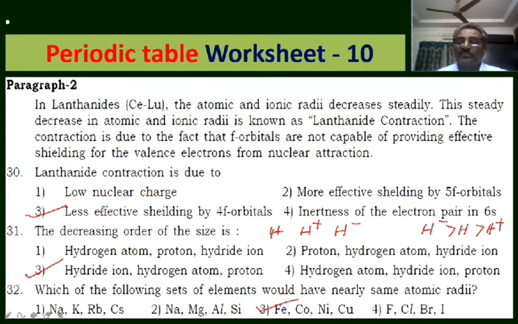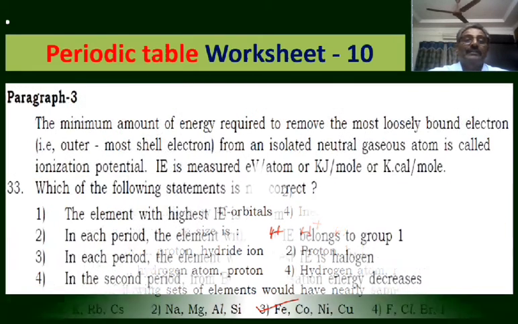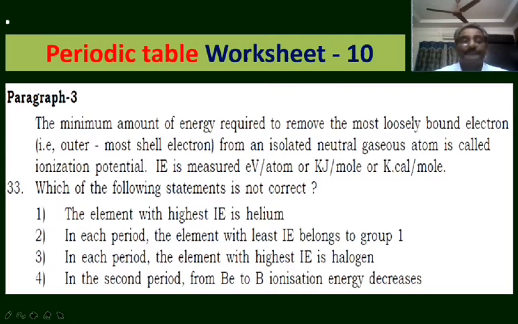The fourth one is fluorine, chlorine, bromine, iodine, which belong to the same group. So, the radius increases from fluorine to iodine. So, it will not be the right option. So, what is the correct option here? Third option.